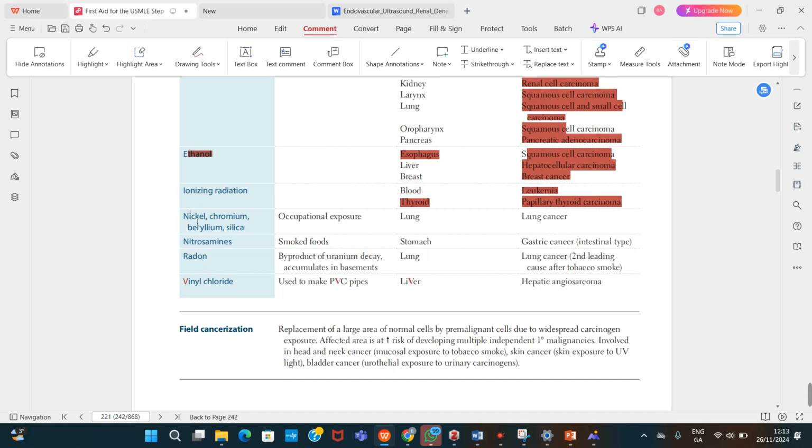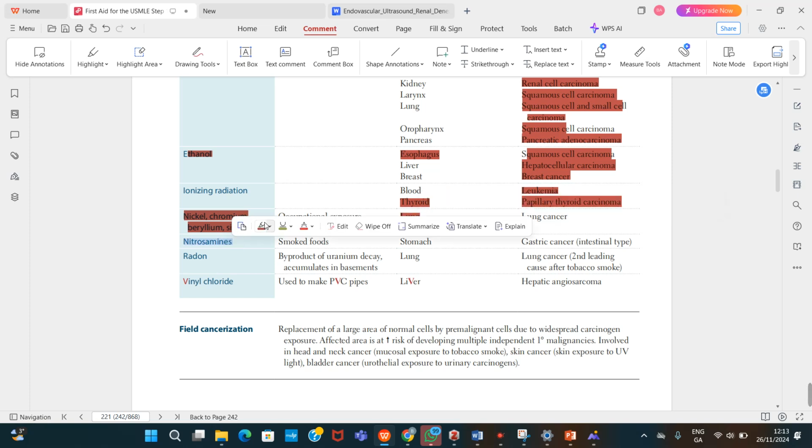Occupational dust like nickel, chromium, beryllium, silica. They can be inhaled. Nickel, chromium, beryllium, silica dust, they can be inhaled and they can cause lung cancer. Lung cancer.